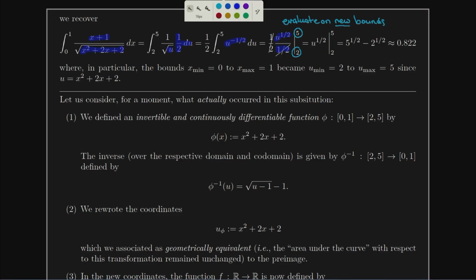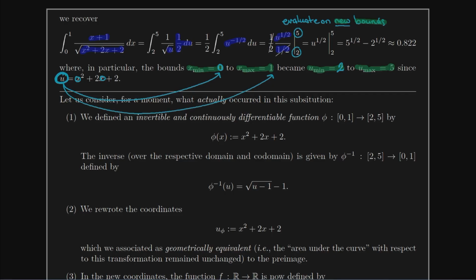And what I'm claiming is that these new bounds are actually a coordinate transformation of the original bounds, right? Starting out with x min at 0 and x max at 1, you go up to u min is 2 and u max is 5, because you just evaluate the function u on x min at 0. Imagine if I put 0 in, I'm going to get a 2 out of that. And you also evaluate u at x max, which is a 1. Imagine if I put a 1 in, I would get a 5. And so you're evaluating those original bounds inside the function u.